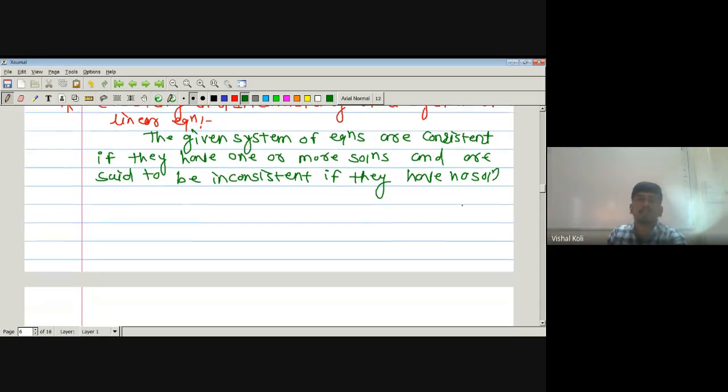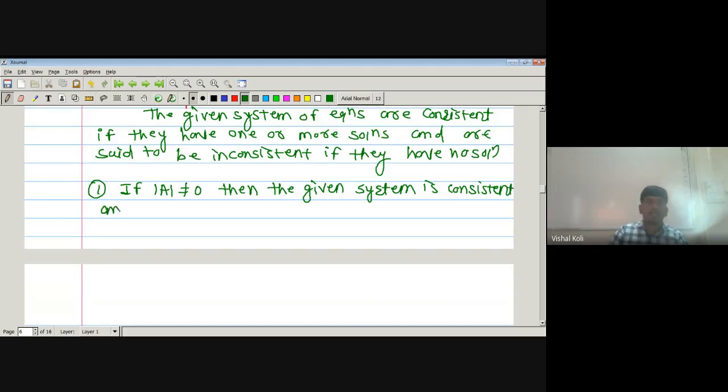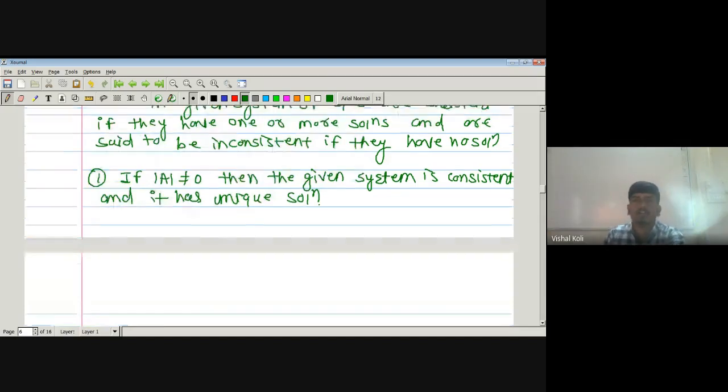Now we will see how to check whether the given system has a solution or not. First, if the determinant of A is not equal to 0, then the given system has a solution. The given system is consistent and it has a unique solution whenever the determinant of A is not equal to 0. That is, the given matrix is a non-singular matrix.